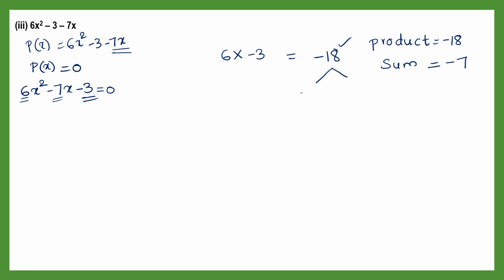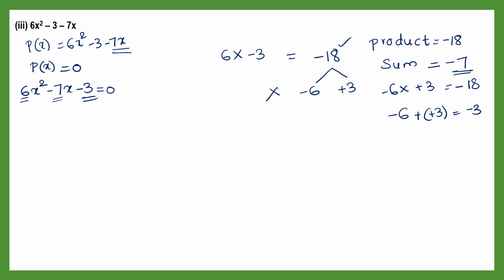How can you split minus 18? Minus 6 plus 3. Let's check the product. Minus 6 into plus 3: minus into plus is minus, 6 into 3 is 18. So product is verified, it is minus 18. Next the sum. Minus 6 plus 3 is minus 3. But the sum should be minus 7. So this first one is wrong.